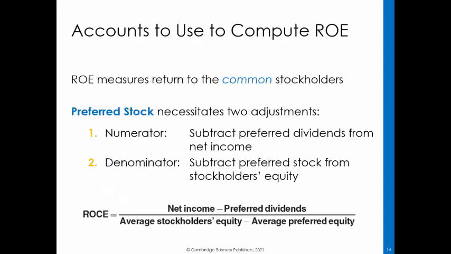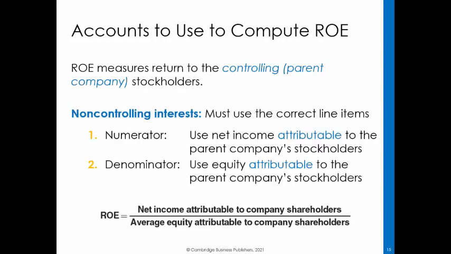When computing return on equity, we use net income in the numerator and the average stockholders' equity in the denominator that is attributable to the common shareholders. This means that if the company has issued preferred stock, we need to make two adjustments to the ROE calculation. In the numerator, we need to subtract preferred dividends, and in the denominator, we need to subtract the average preferred stockholders' equity. Another adjustment is to determine the ROE for the controlling stockholders, excluding the shareholders who own stock in a subsidiary but not in the parent company.